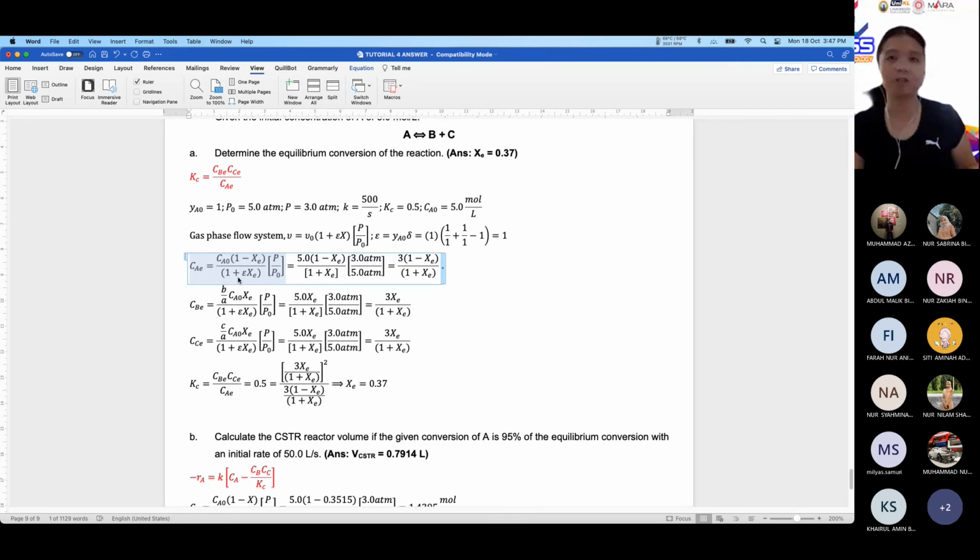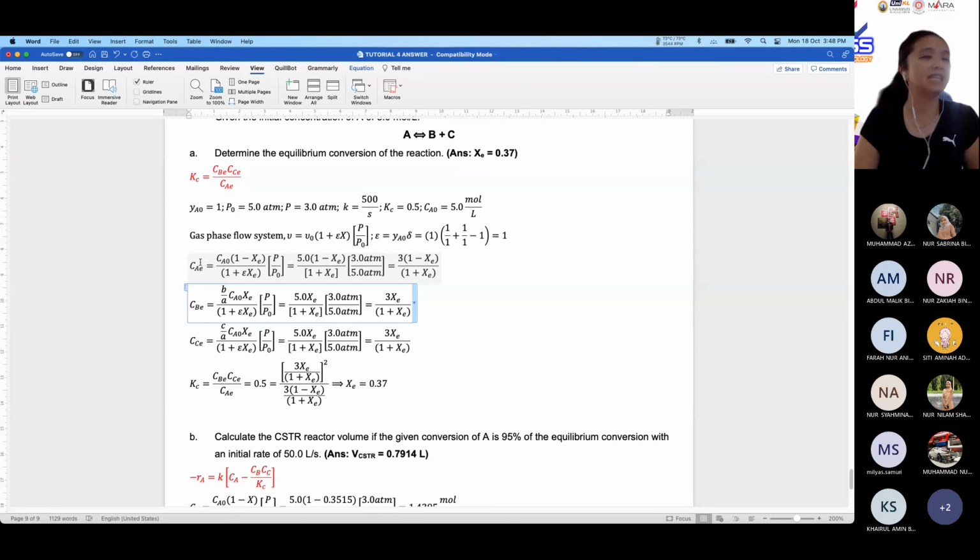Tapi part ni kamu kena careful sebab expression dia dah jadi kompleks sikit. Okay, apa maksud saya kompleks? Kamu pernah belajar dalam chapter 3. Kalau part ni kamu rasa macam pelik gila, you have learned in chapter 3 tapi kita belajar bukan untuk equilibrium. Kita pernah belajar kalau gas phase flow system, okay, again gas phase flow system, CAE sama dengan CA0, CA. E tak ada lagi kan? Kita belajar yang part CA dulu kan. So CA equals to CA0, 1 minus X per 1 plus epsilon X.